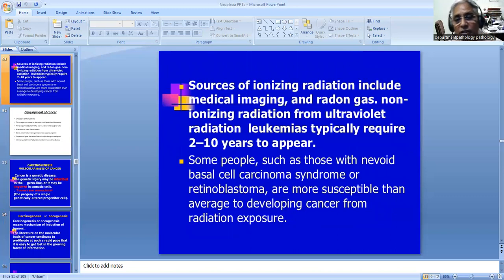Sources of ionizing radiation include medical imaging and radon gas, and non-ionizing radiation comes from ultraviolet radiation. Leukemias develop and require around 2 to 10 years to appear. Some people, such as those with nevoid basal cell carcinoma syndrome or retinoblastoma, are more susceptible than an average person to develop cancer from radiation exposure.